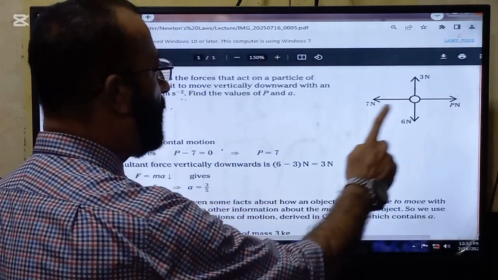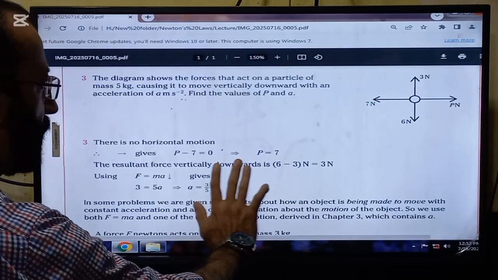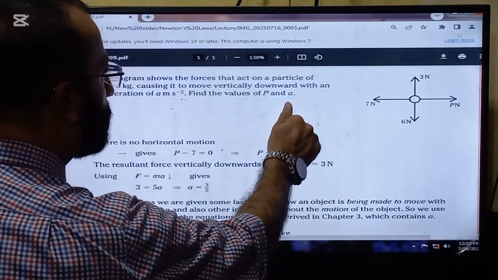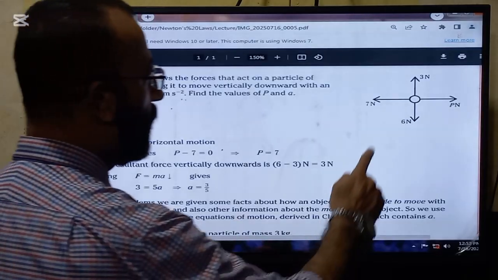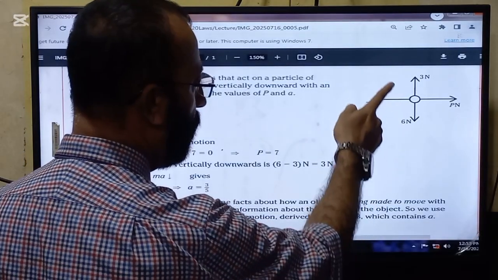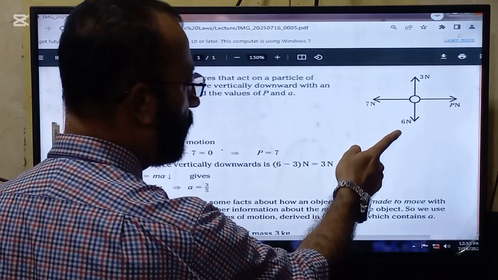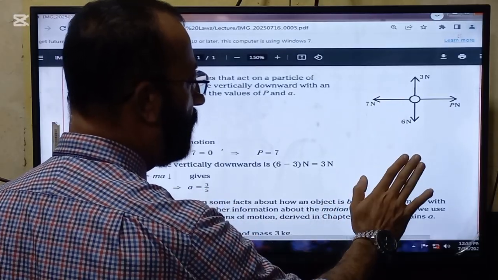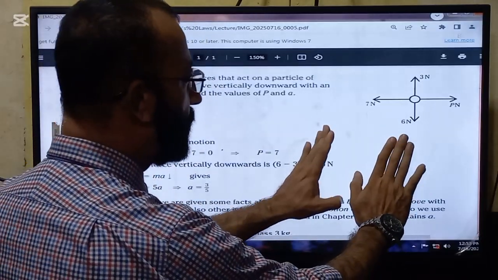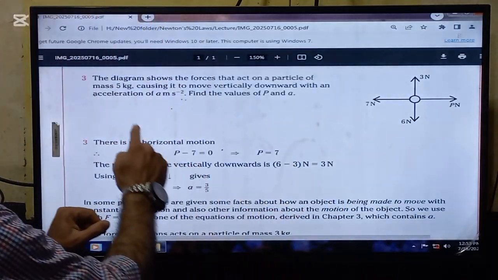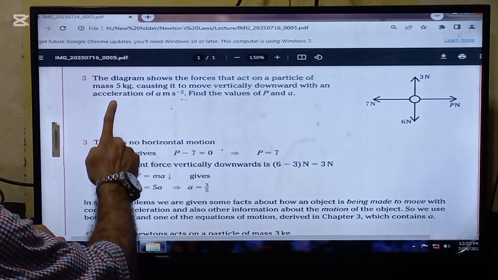So it means P will be equal to 7 Newton. So look now, P is equal to 7 Newton. So one thing is done. Now the second thing that is required is A. So look now, vertical, upward and downward forces. The 3 Newton force will be balanced with the 3 Newton force, and now the resultant force will be 3 Newton downward. So that is the force, and mass is given 5 kg. So force is 3 Newton, mass is 5 kg.